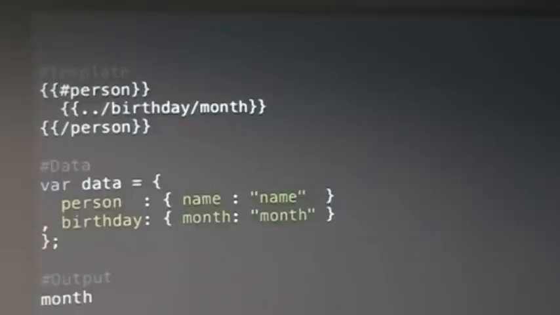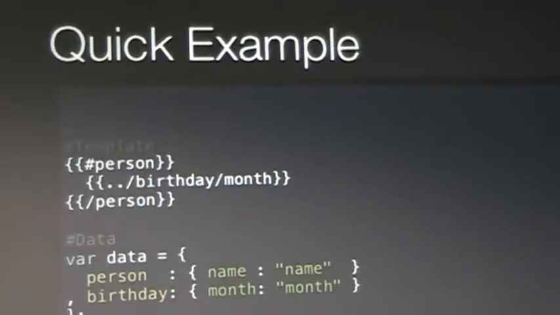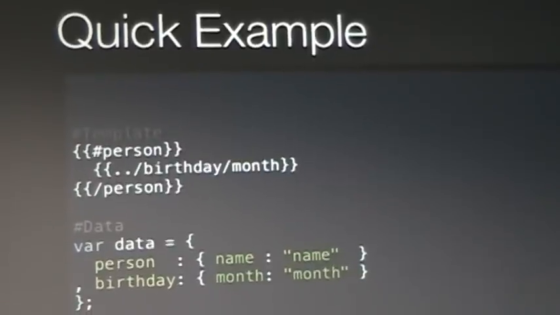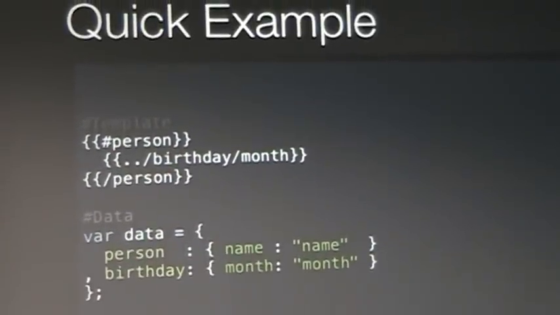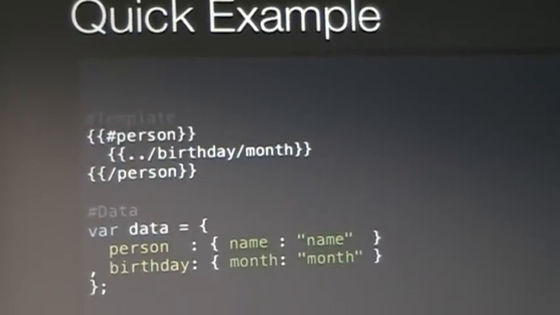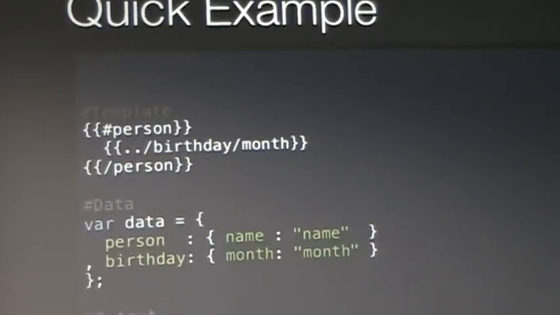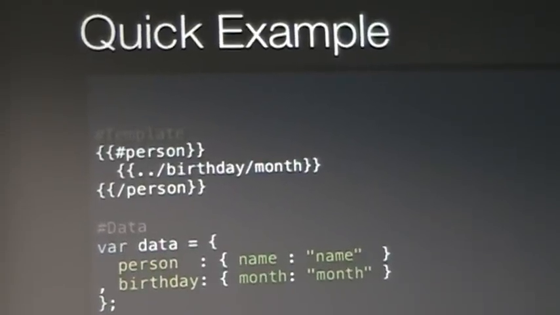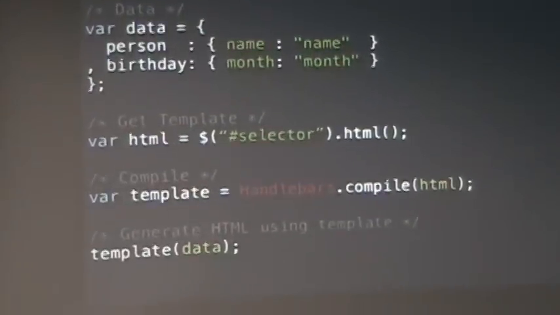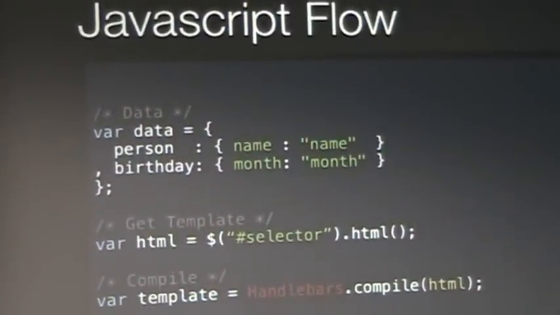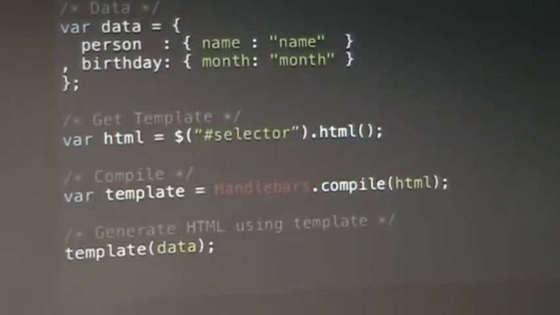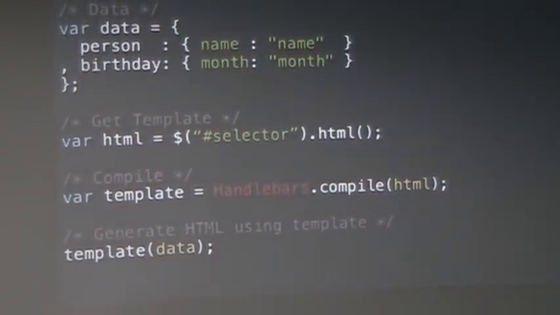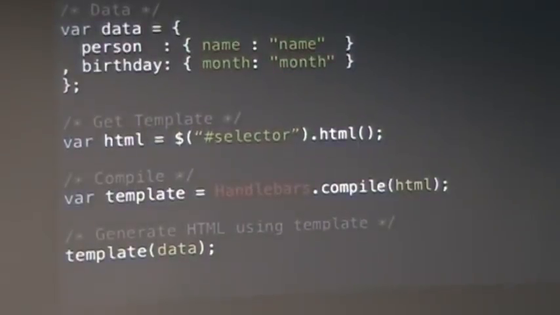So a quick example. We have a template, which is a person. Just to show you an example, I'll walk you through all the different nitty-gritty parts of Handlebars. This is just a quick example. The output will be 1. So the normal JavaScript flow is that you have the data, you get the template, you compile it, and you just use the template again and again as much as you want, given a certain data.